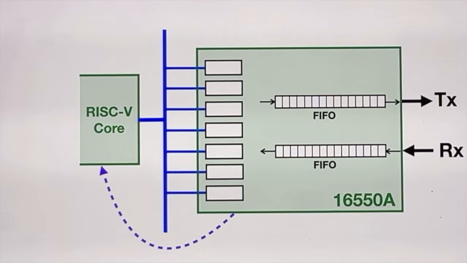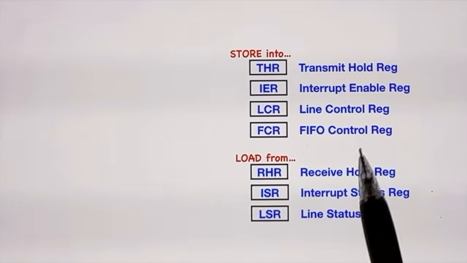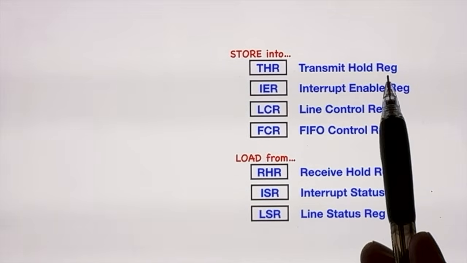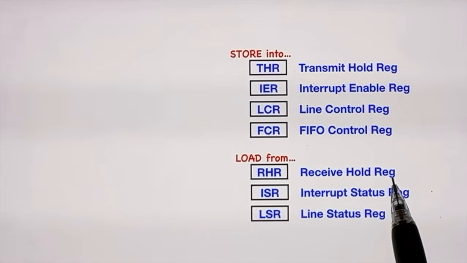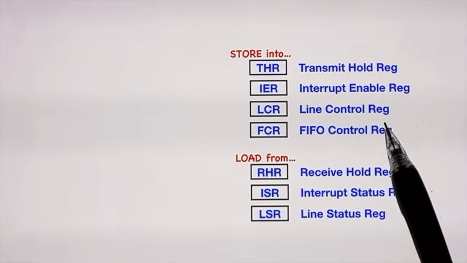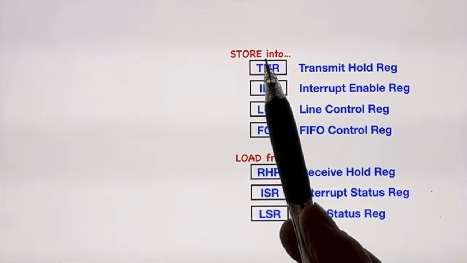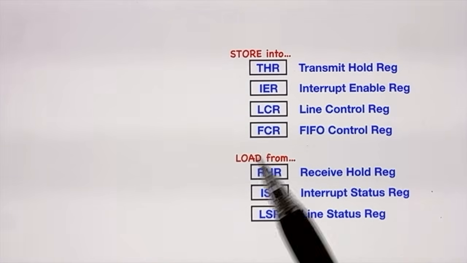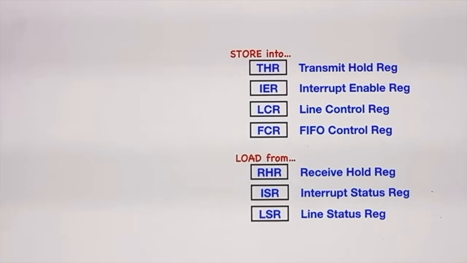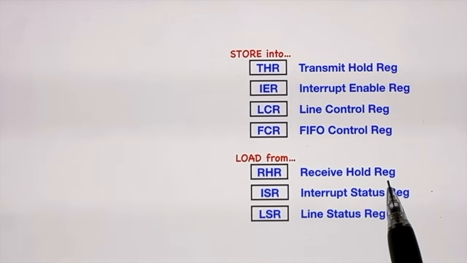Next, let me describe the I/O registers of the 16550A, starting with the main two registers, which are called the transmit hold register and the receive hold register. To send a byte, that is, to transmit a character to the display, code will store a byte into the transmit hold register, or more precisely, into the memory address into which the transmit hold register is mapped. To get a byte, such as to retrieve a character that has been received from the keyboard, the code will load from the receive hold register.